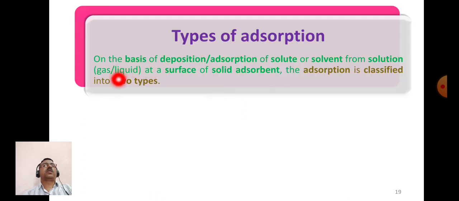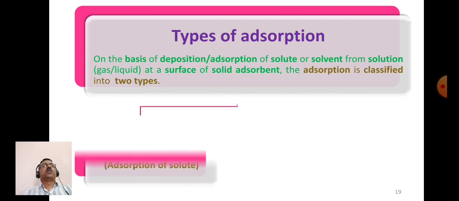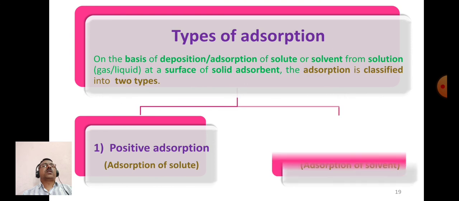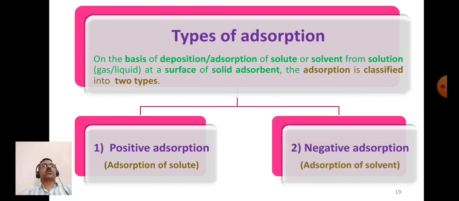A solution may exist in gas or liquid phase. At the surface of a solid adsorbent, the adsorption is classified into two types. First is positive adsorption and second is negative adsorption.